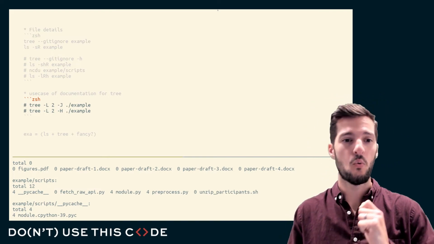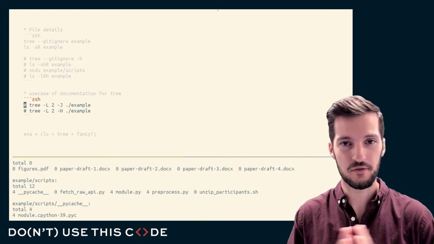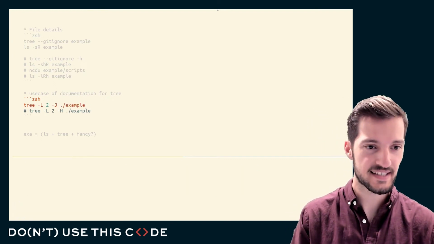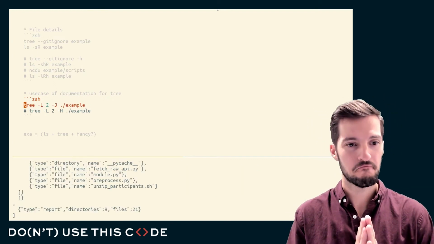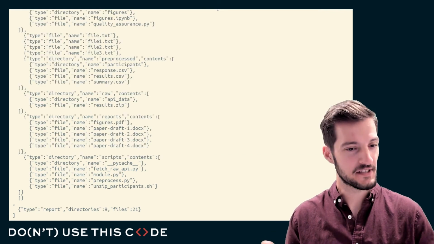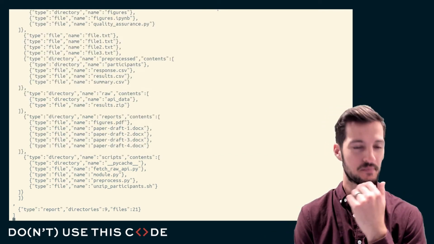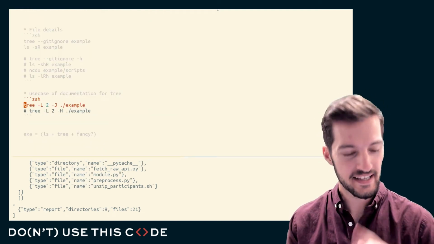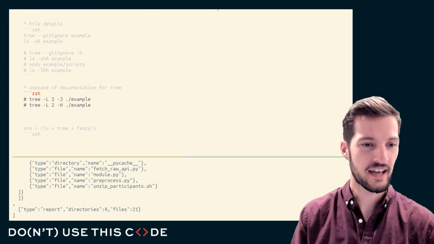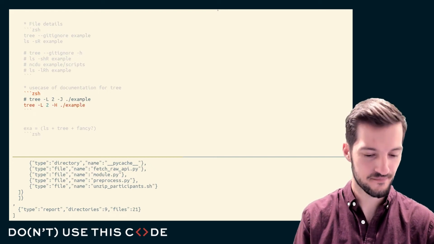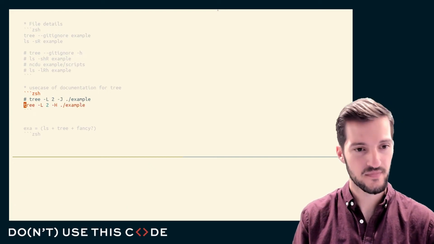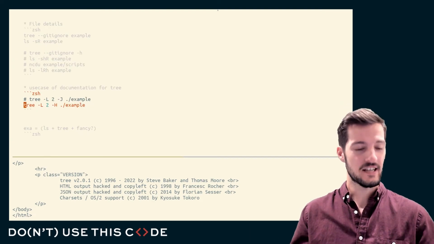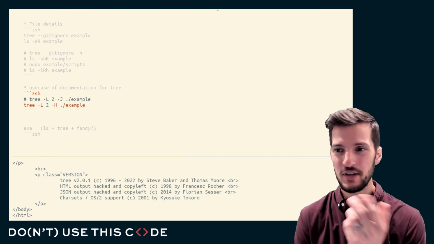So, one of my absolute favorite features of tree, and you'll see this with a lot of the modern tools, is that we can actually not get our tree-like output in the terminal. We can get, what is this? This looks like JSON to me. We can get JSON output. Heck, we can even get HTML output, right?